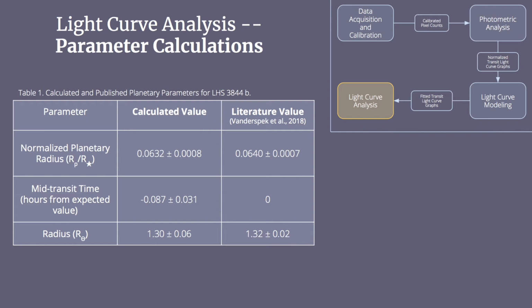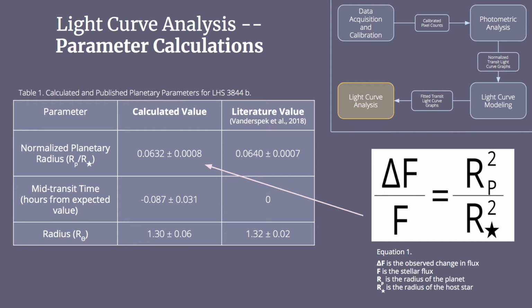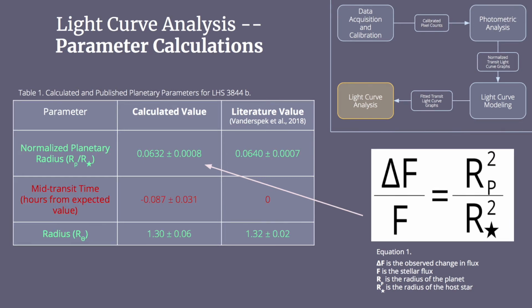Since my light curve plots are in terms of relative flux, I was able to use the transit depth equation, which is shown here in equation 1, to find LHSb's normalized radius, and I found my calculated value to be consistent with the literature measure. However, the mid-transit time I detected for the planet occurred 0.087 hours prior to the expected mid-transit time, which is a significant statistical difference and indicates that the period of this planet can be constrained further with future analysis. This variance in mid-transit time may be the result of an additional planet orbiting the same host star, or it could be due to the lack of repeated observations regarding the transit of LHSb.